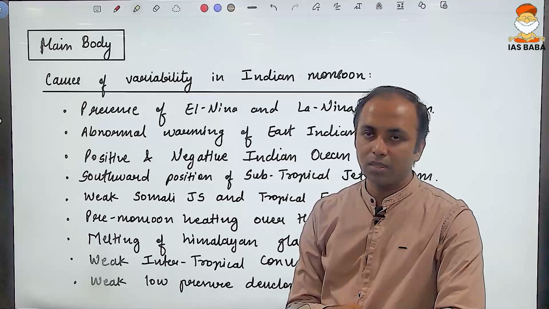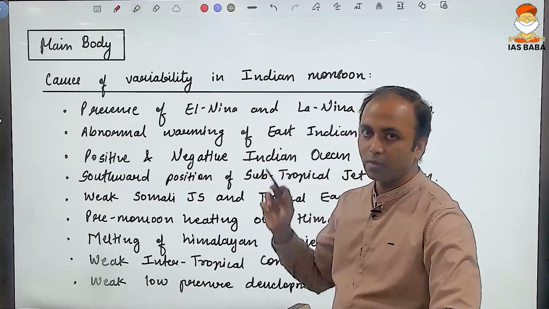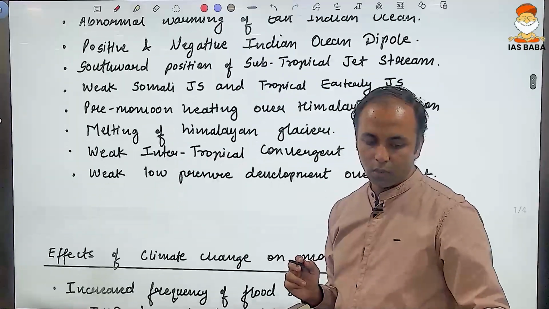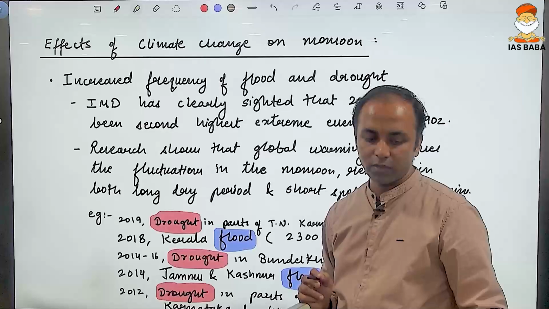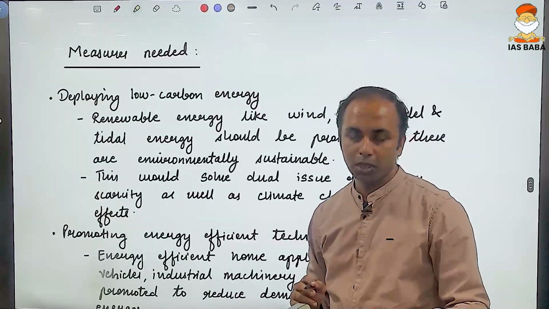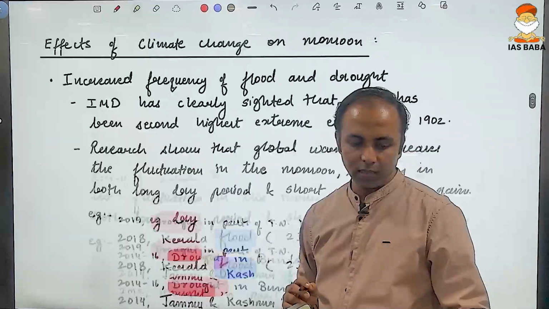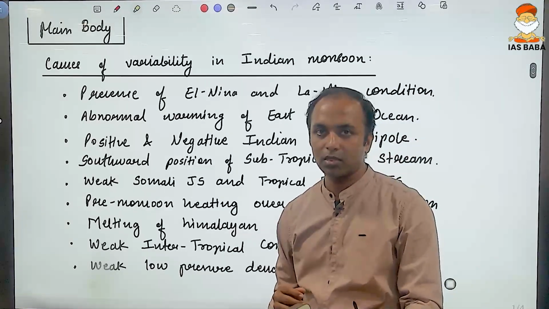With respect to the mains body, we need to first understand the causes of variability in the Indian monsoon. We need to mention one important dimension, the effect of climate change on the monsoon, and then we will look into the measures or the way forward, and ultimately the conclusion. In this way we can have a multi-dimensional answer.